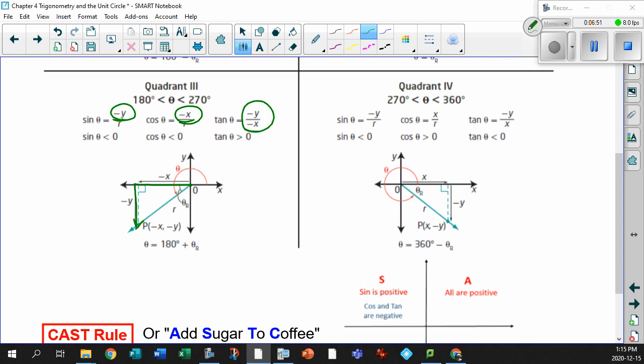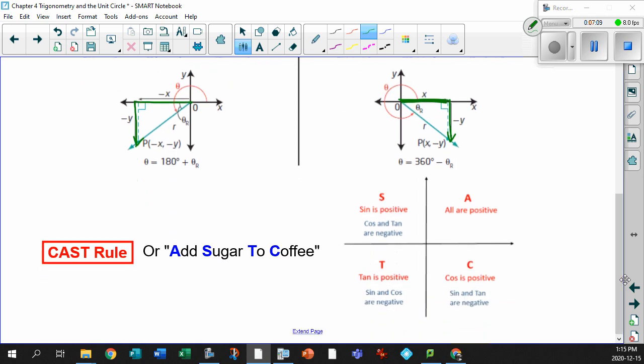And finally in quadrant 4, your X is positive, your Y is negative. So anything with a negative Y in it, like sine or tangent, is negative, but since cosine is based on the X value, it's positive. So don't forget, you can do add sugar to coffee, or you can do this wonderful thing called the CAST rule. Entirely up to you. Now, in the next podcast, I'm going to show you how to put those to work.